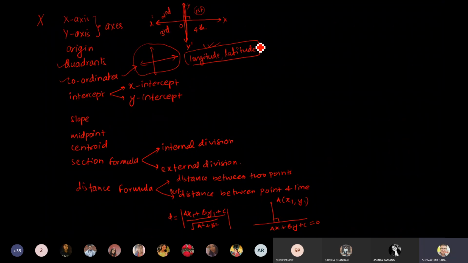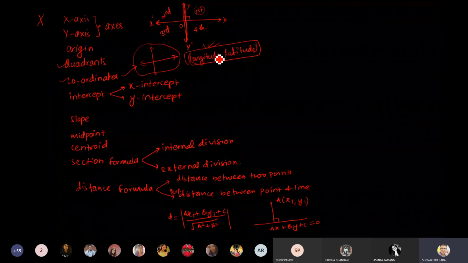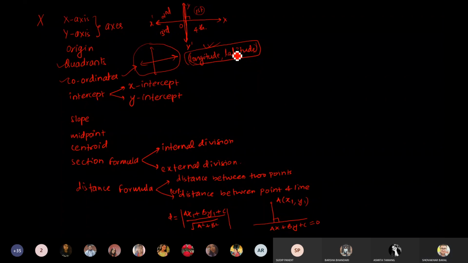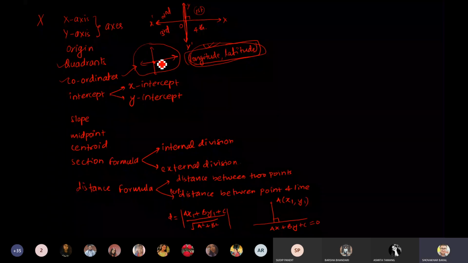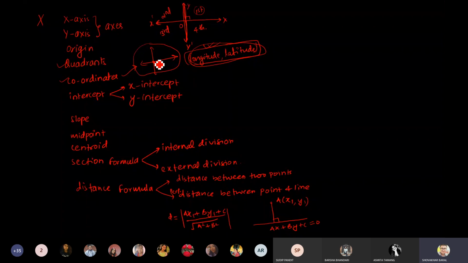A certain longitude or latitude position will be the same whether you look from Nepal or from America. It is a certain place, like Kathmandu has a certain longitude and latitude. You can reach a certain pinpoint location with a certain longitude and latitude. Similarly, 0,0 will always be the origin. 1,2 will be a point that is 1 towards the x-axis and 2 towards the y-axis, at a certain point from the origin.